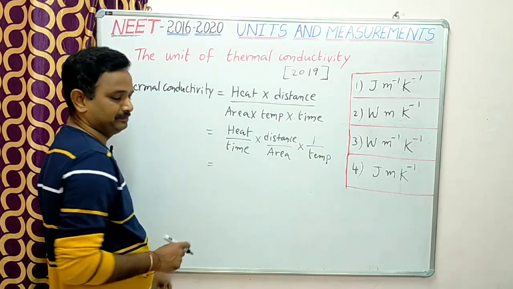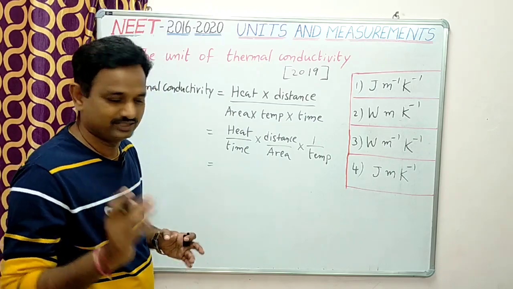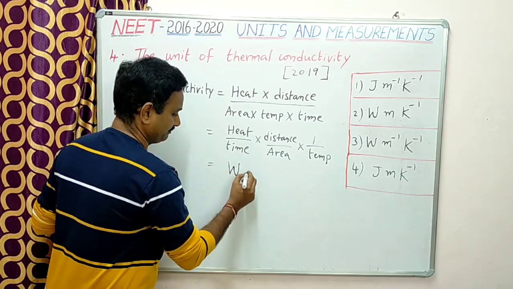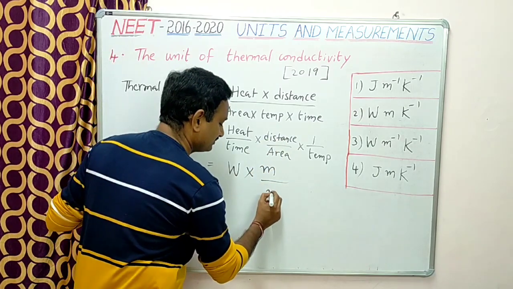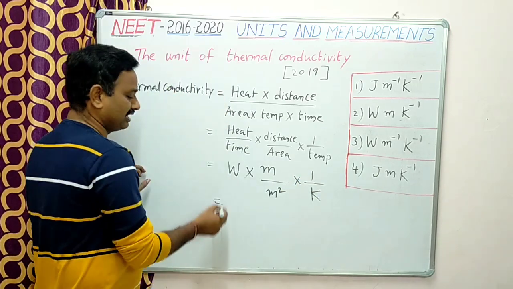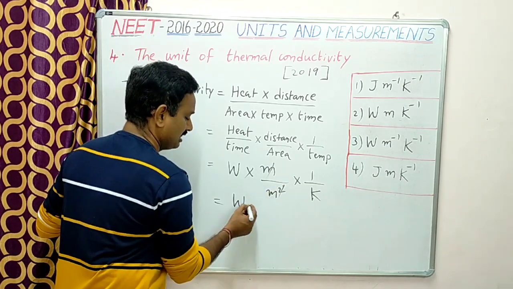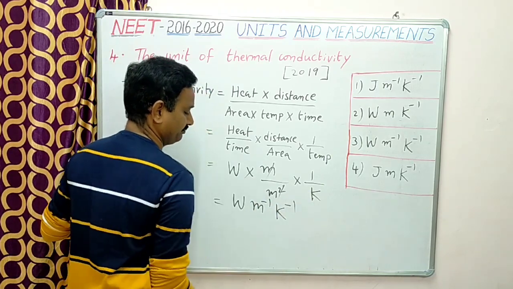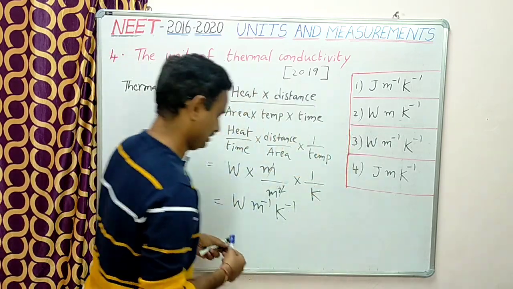See, heat by time, energy by time. Energy by time means power. SI unit of power is watt. So I can write SI unit for the first term, watt, into, for distance meter, for area meter square, for temperature Kelvin. Okay. Now this one I can write watt. See, meter square cancel means I can write meter power -1 and here Kelvin power -1. So from the given options, if you see here, option 3 is the answer.